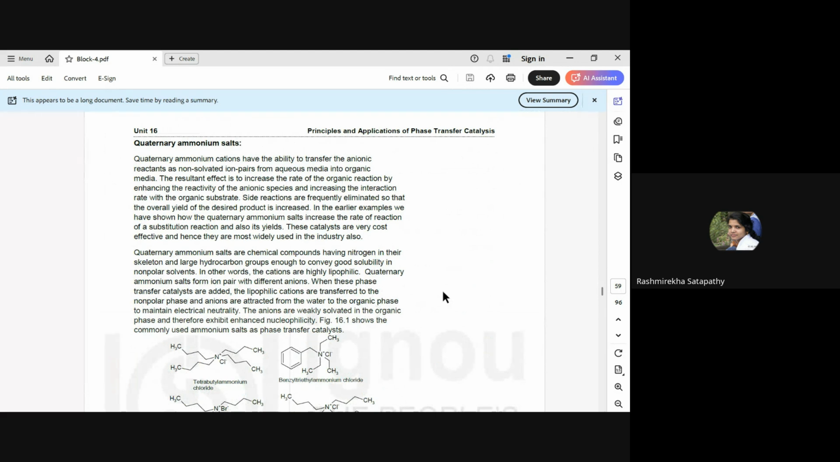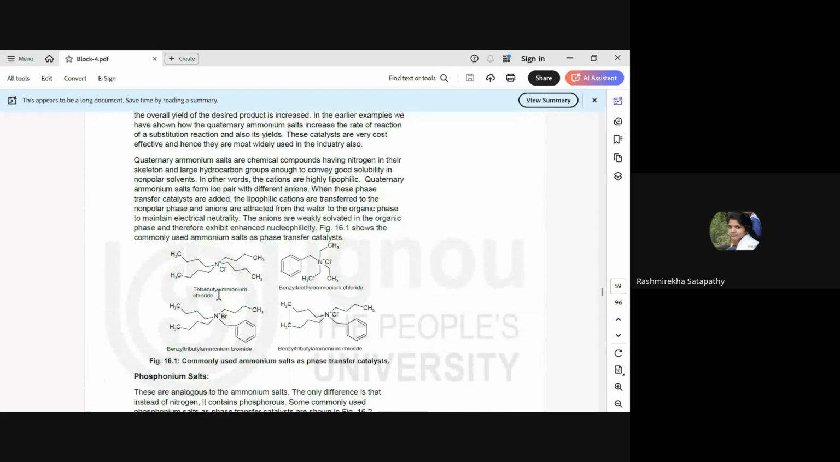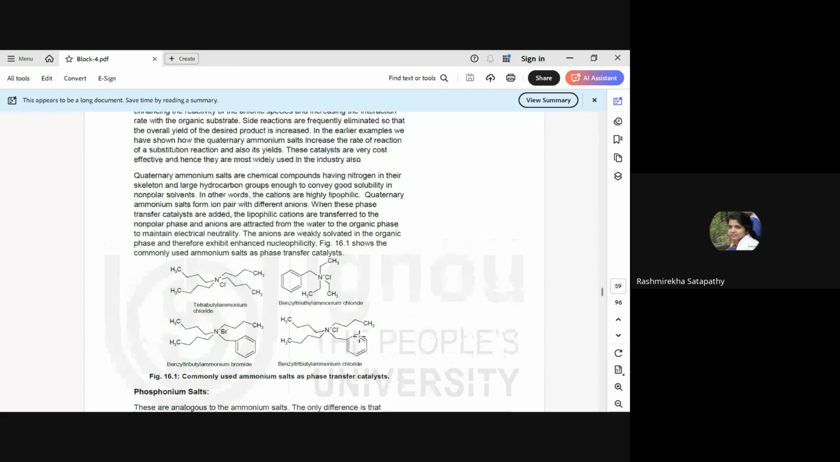Quaternary ammonium salt, quaternary ammonium cation. These are some tetrabutyl ammonium chloride. This is one benzyl triethyl ammonium chloride. This is the quaternary ammonium salt.